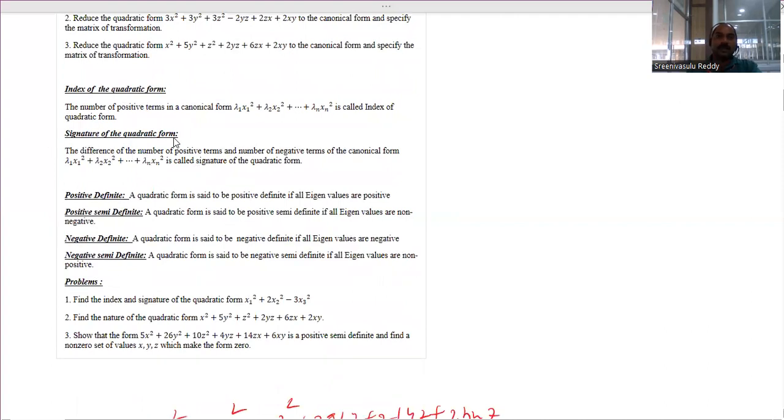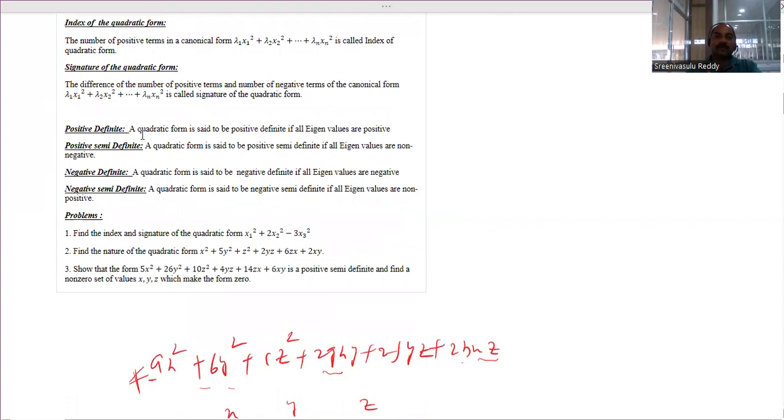Next, the signature of the quadratic form. The difference of the number of positive terms and the number of negative terms of the canonical form is called the signature of the quadratic form. Identify the number of positive eigenvalues and the number of negative eigenvalues; their difference is the signature. Positive definite: the quadratic form is said to be positive definite if all eigenvalues are positive. Positive semi-definite means eigenvalues are non-negative, either positive or zero.